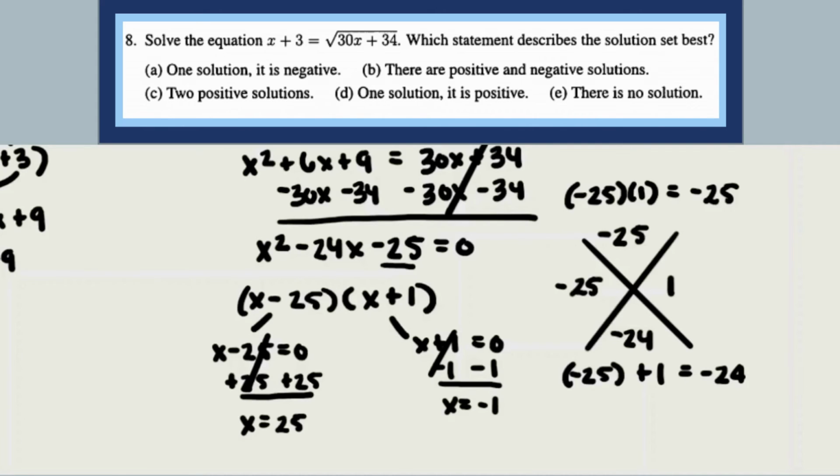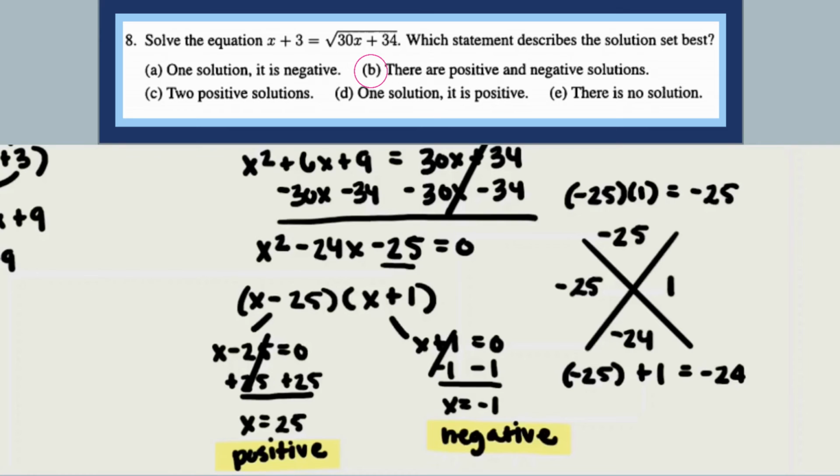And the answer choice that matches up with that would be answer choice B, because it says there are positive and negative solutions, and we have x equals 25, which is positive, and we have x equal negative 1, which is negative. So answer choice B would be the answer to that one.